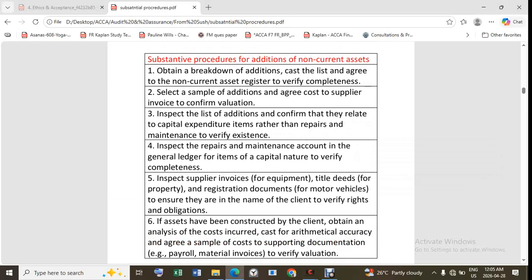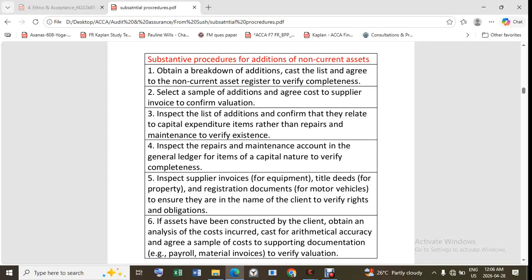Okay. For solving the substantive procedures questions, we need to know the assertions. There are assertions for all the items of financial statement: assets, liability, income and expenses. For assets, the key assertions are existence, right and obligation, completeness, valuation and allocation.